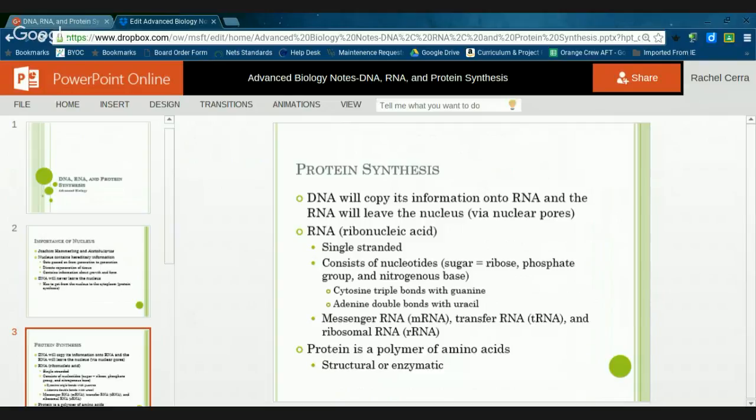So what's going to happen in this first part is your DNA is going to copy its information onto RNA. That RNA then will leave the nucleus through nuclear pores to go to the cytoplasm to make the proteins, which will occur out in the cytoplasm.